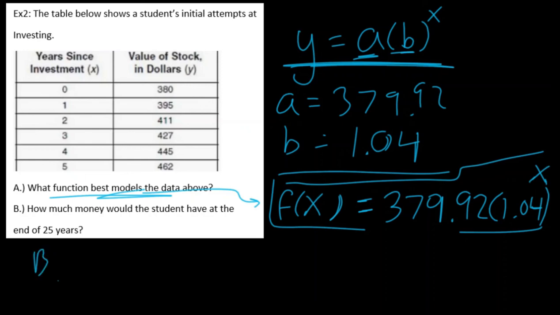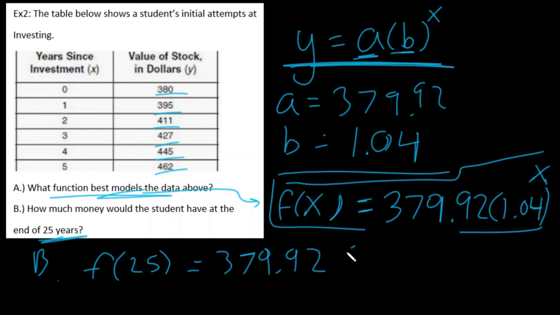It says, how much money would the student have at the end of 25 years? Well, what we can do is assume that they're just investing that and it's growing at this rate constantly. So we're going to write this as f of 25, our input, is equal to our a value, 379.92, and then 1.04 raised up to the 25th power.